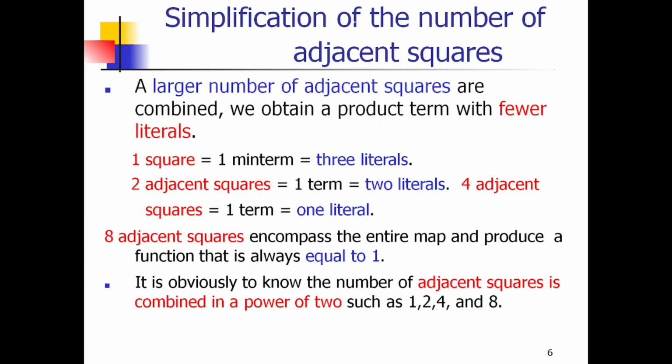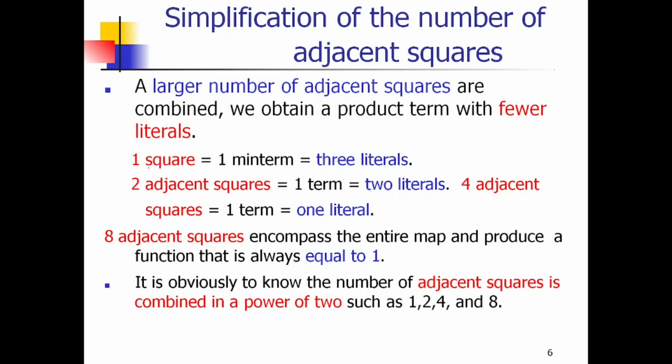So next, simplification of the number of adjacent squares. When a larger number of adjacent squares are combined, we obtain a product term with fewer literals. Okay, so this is for 3 variable K map.